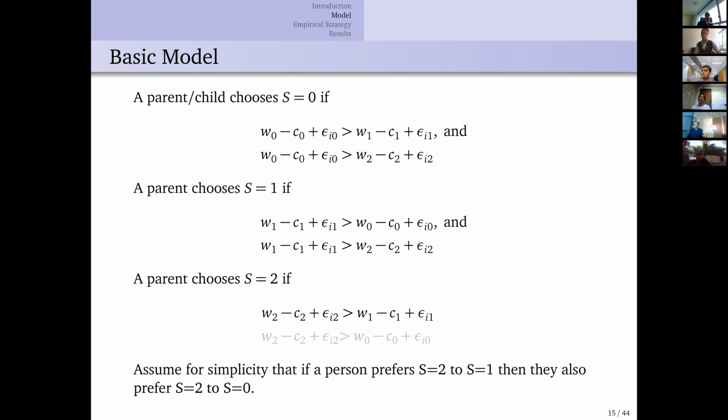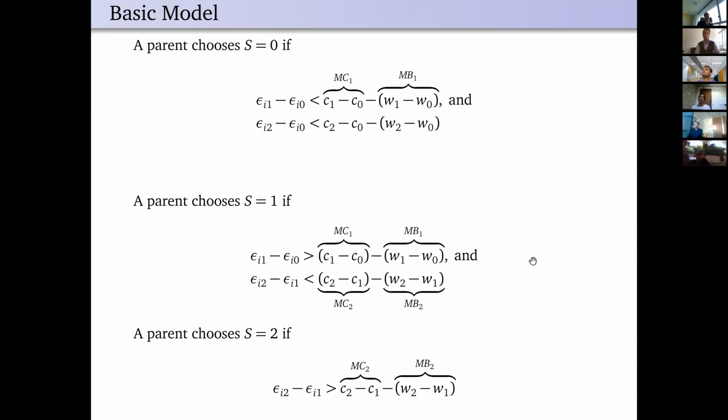So on this next slide, all I've done is rearrange things and write everything in terms of an error term on the left-hand side and a cutoff of constants on the right-hand side. You'll note that these cutoffs are made up of marginal costs and marginal benefits. So C1 minus C0, total costs from 1 year of schooling minus total costs from 0 years of schooling, is the marginal cost of that first year of schooling. Marginal benefits here are total wages minus total wages with 0. And then down here we have the marginal cost of the second year of school and the marginal benefit of the second year of school.